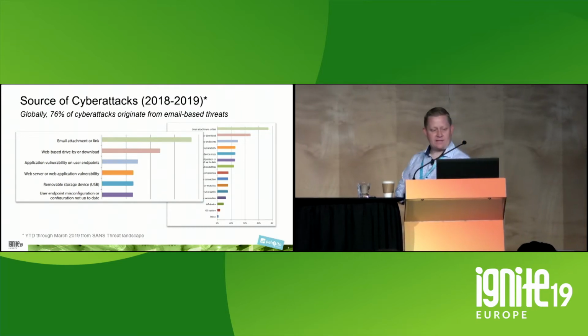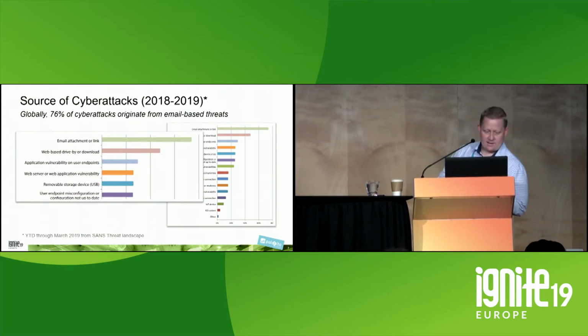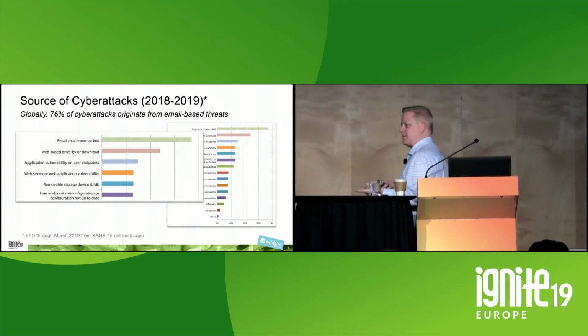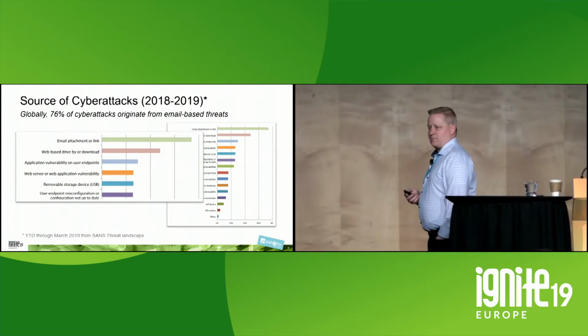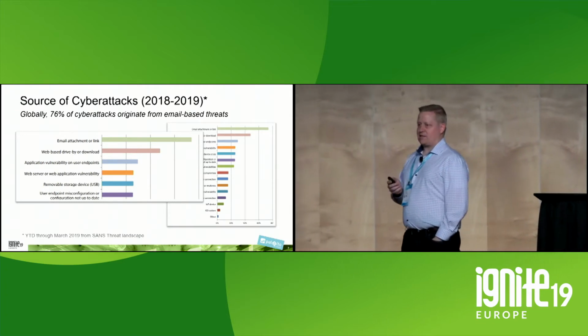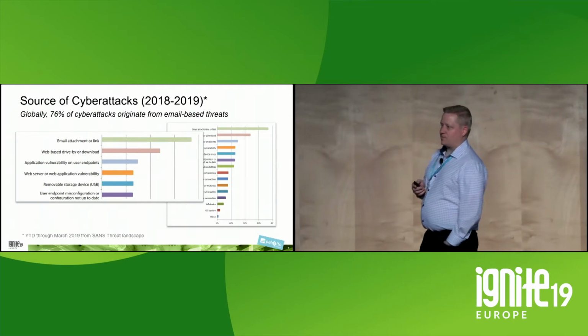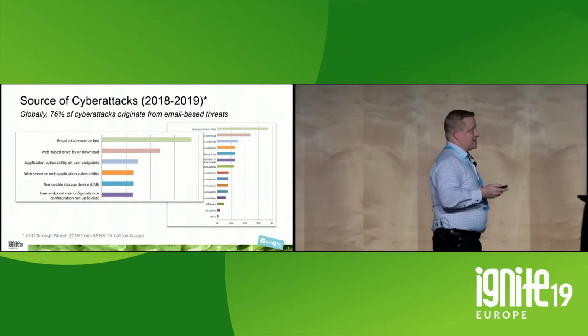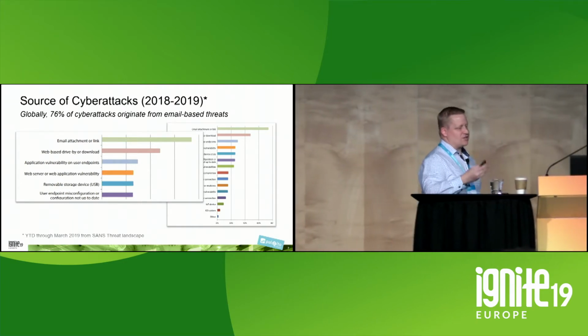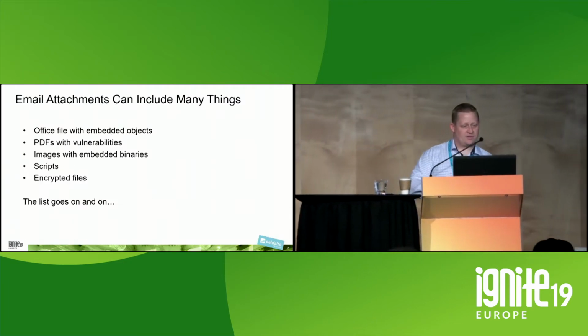Removable storage, USB, is just behind that, and then user endpoint misconfiguration and/or configuration not up to date, which relates to the exploits above. But still, email is the most common delivery mechanism. So these are all just different methods to eventually get something to execute on the user's endpoint.